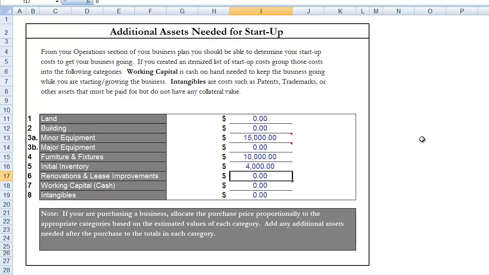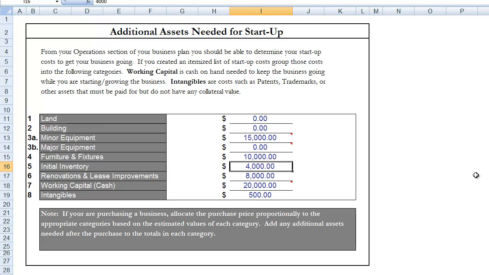The renovations for the space, we negotiated for our landlord to pay for the renovations. The total cost of that was about $8,000. And then on top of that, we had about $20,000 in cash or working capital. Our startup intangibles, things like registering the business, paying for trade name registration, health inspections, things like that, were about $500.